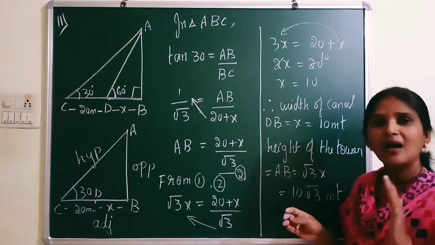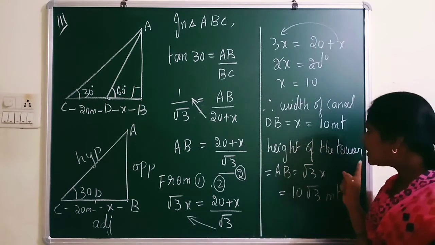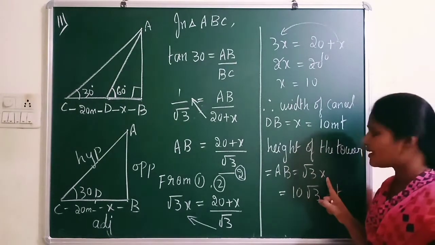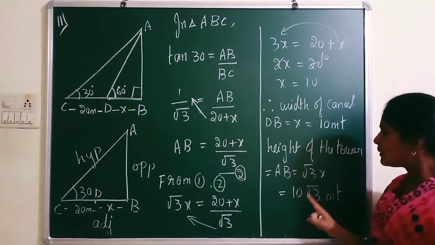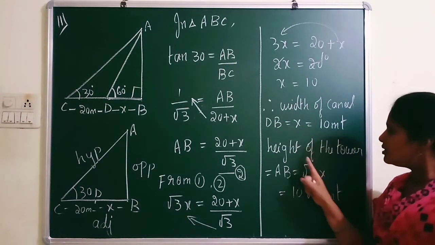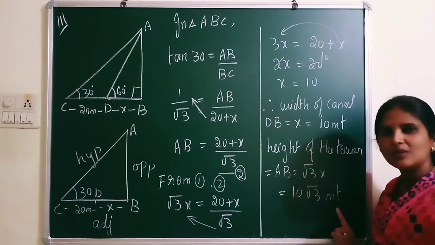Now I should find the height of the tower. What is the height of the tower? We got AB as root 3 x. The x value is 10. Substitute, 10 root 3 meter. So the height of the tower is 10 root 3 meter.